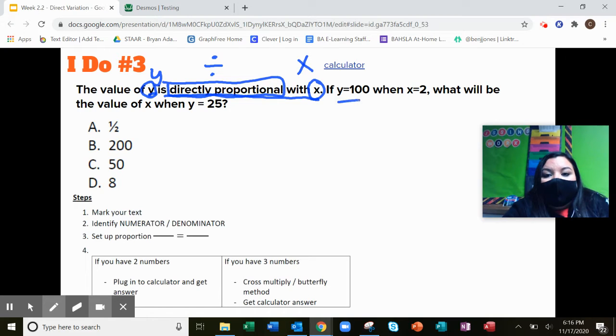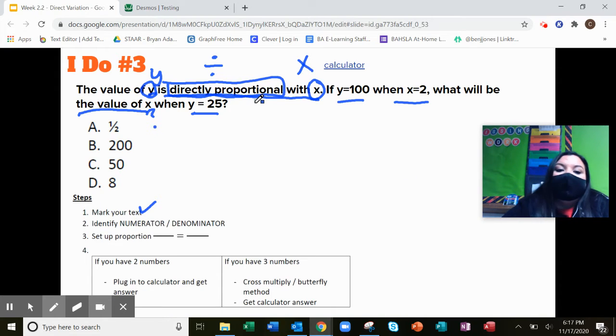So I have if y is equal to 100 when x equals 2, what will be the value of x? So this is our unknown when y equals 25. All right, so I went ahead and marked my text. Based off what I just did up here, I'm able to identify my numerator and denominator. So I have y divided by x.